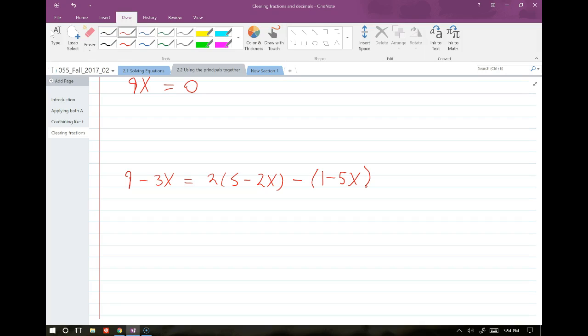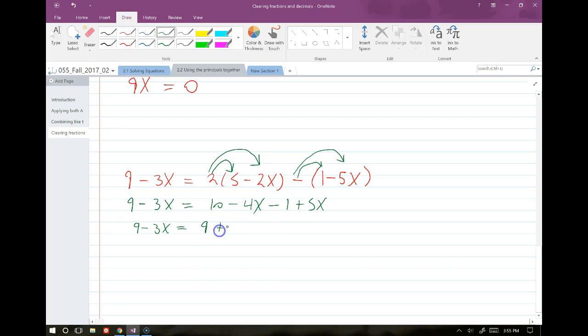All right. So first things first, we're going to start by getting rid of these parentheses. And so this side stays the same. Distribute the 2 in, which gives us 10 and a negative 4x. Next step is distribute the negative in to get rid of these parentheses, so that's going to give us negative 1 plus 5. Then we combine like terms. Nothing to combine on this side. On this side, we have 10 minus 1, which gives us 9. Negative 4x plus 5x, which gives us x.